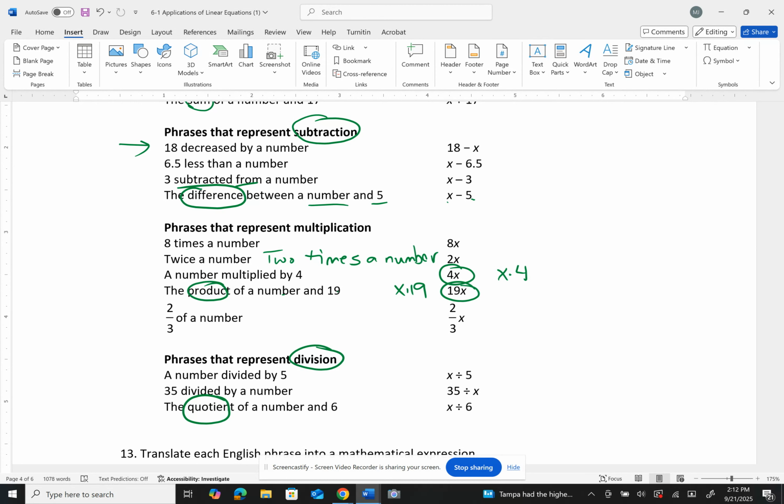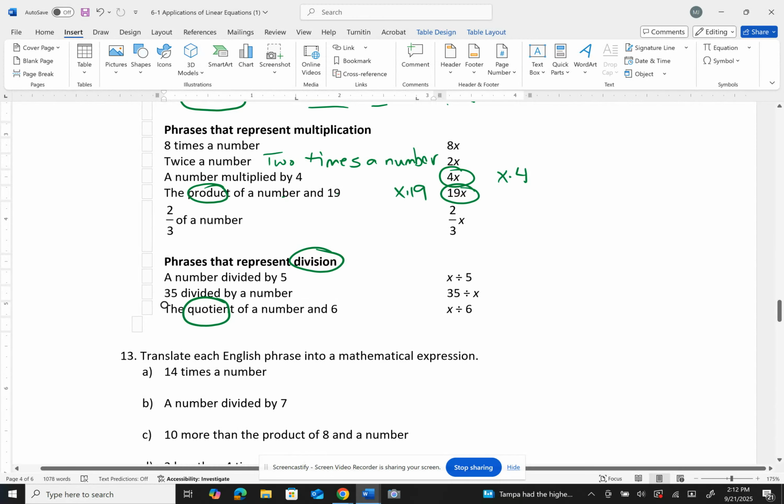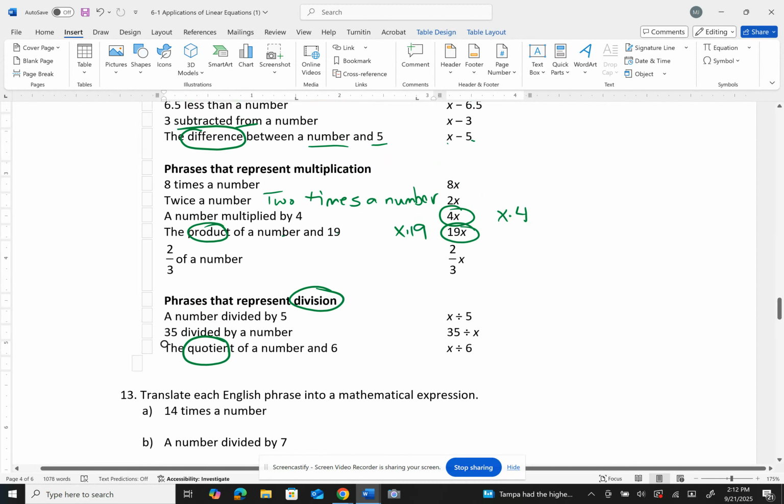You could do it either way. And then 2/3 of a number would be 2/3 times x. Now with division, got to be careful about order, and there's lots of signs. Oh, let me go back to multiplication for a minute.